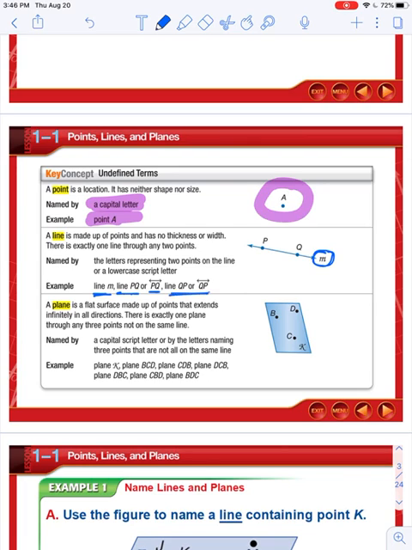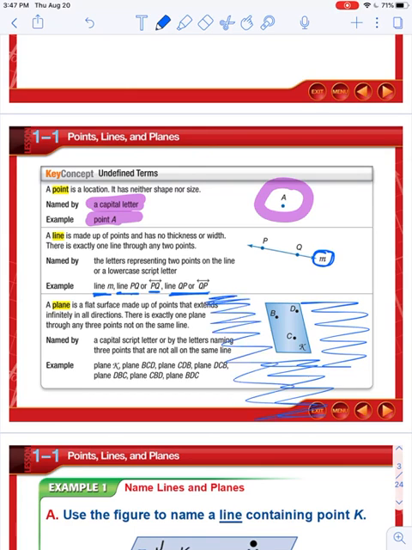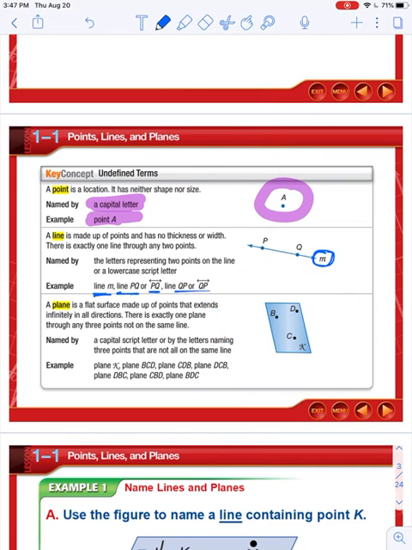And a plane, a plane is a flat surface made up of points that extends infinitely in all directions. So this plane extends all the way to the right, all the way to the left, all the way to the bottom, and all the way to the top. It covers everything, all the way up here, all the way down here. Even further, even off the page. It's infinite. Lines are similar. This line, because there's arrows, would continue to extend on both sides forever.